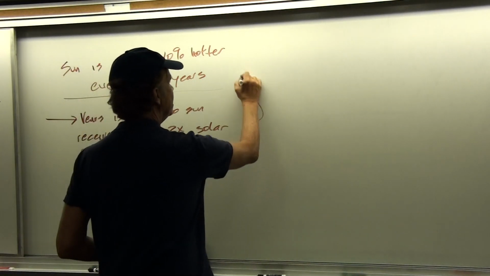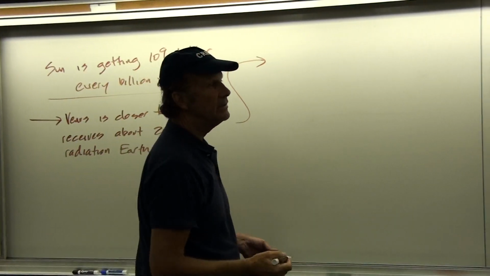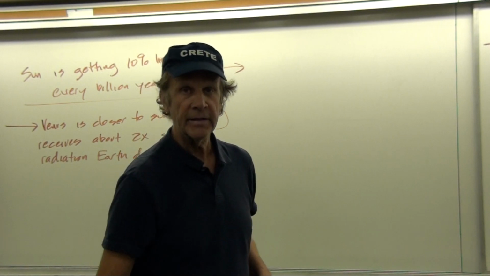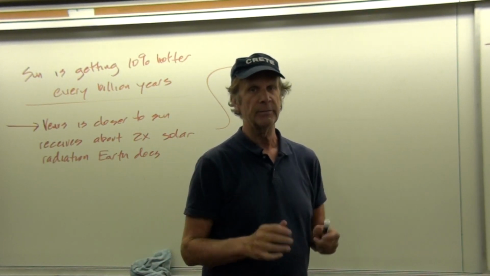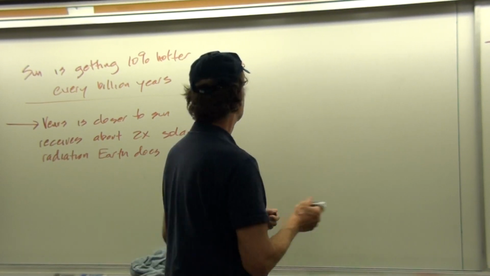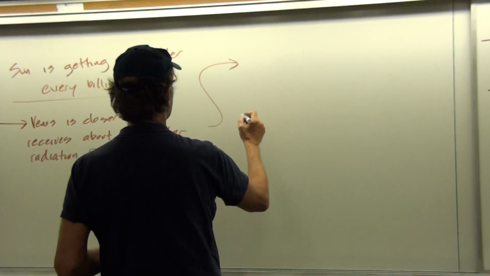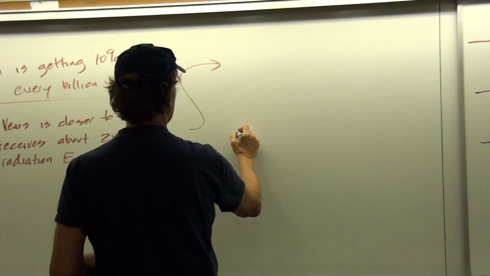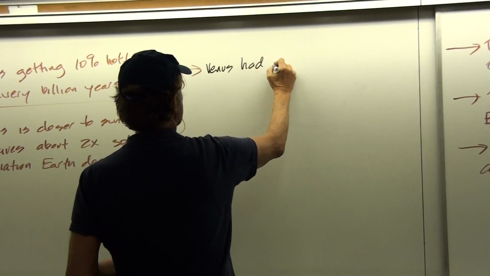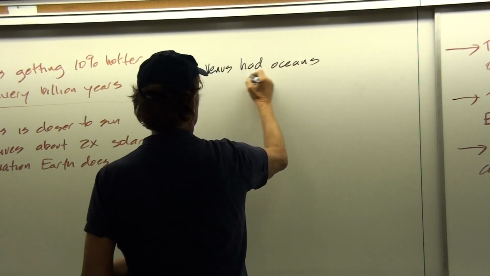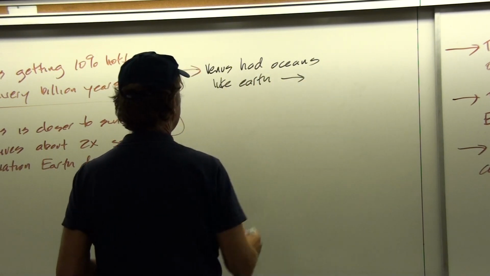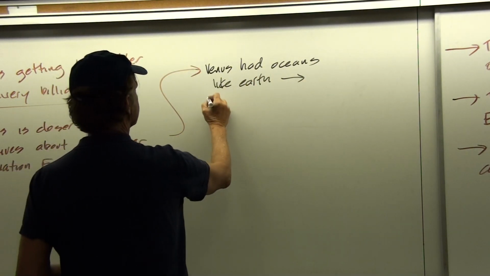But we believe that in the past, Venus had liquid water oceans, just like the Earth does today. And so by looking at what happened to Venus, we can perhaps get a snapshot as to what could happen to the Earth in the future. And so here's the thermostat mechanism at work. We believe that Venus had oceans like the Earth, and probably had a thermostat mechanism like the Earth's.